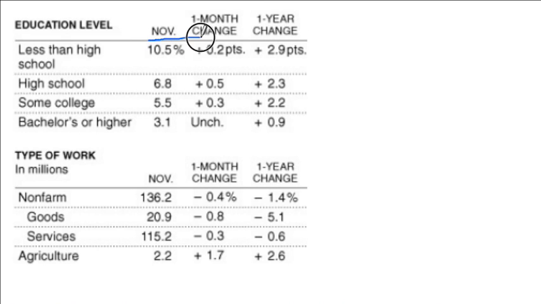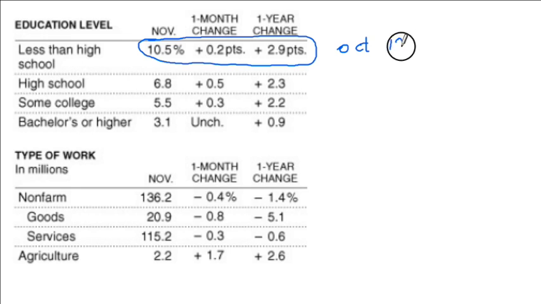Now these are all talking about percentages straight across. When you say points, basically it means a change from the percent. So this change of plus 2 points means that the month previous, October, would have been at 10.3% rather than at 10.5% because it went up by 0.2%. So the October version here would have been 10.3%. And a year ago, it went up by 2.9%.